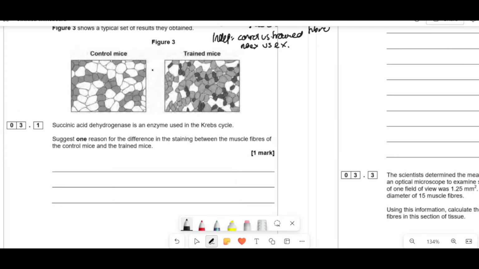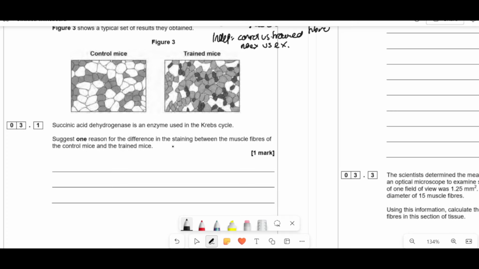So if we have a look in the control mice, there's lots of little whitey bits and then some darker bits, but here there's a lot more darker bits in the trained mice versus control. Fine. Succinic acid dehydrogenase is an enzyme used in the Krebs cycle. Suggest one reason for the difference in staining between the muscle fibers of the control and trained mice. In this question, around 2/3 of people did not get the mark.